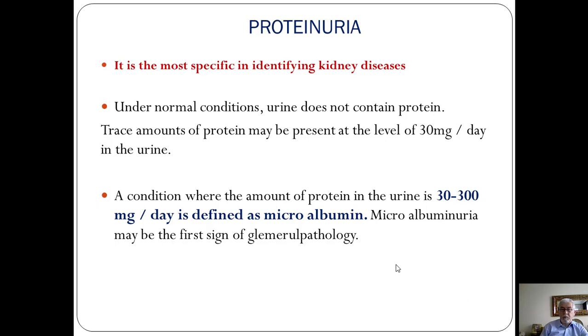A condition where the amount of protein in the urine is between 30 and 300 milligram per day is defined as microalbuminuria. Microalbuminuria may be the first sign of glomerular pathology. Proteinuria can be the most important tool for understanding kidney function. Maybe it will be first.